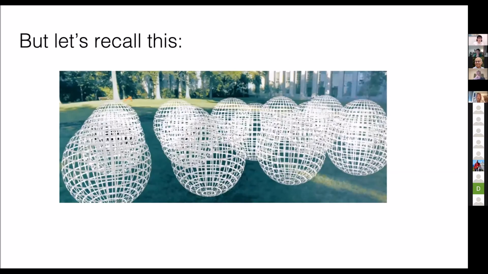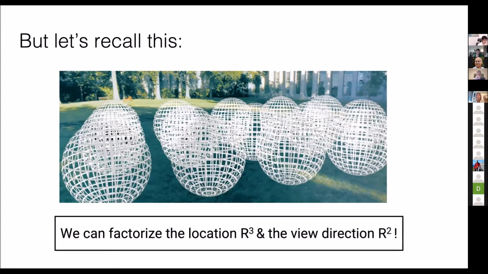So let's recall this picture. This is what we're trying to model anyway. From this picture, you can already see that you can factorize the location of where these spheres are placed, and the view direction, which is what that scene looks like from all different viewpoints. What is the light that is being delivered to the center of the sphere from very different locations? And so you can actually factorize this.